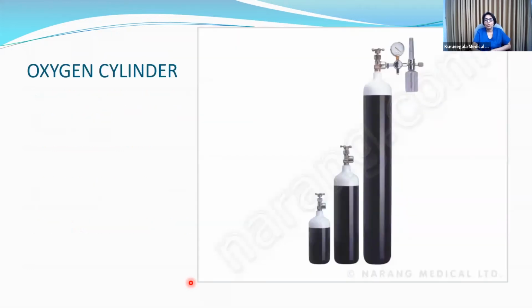This is the oxygen cylinder. At a glance you can say that this is the oxygen cylinder because it's color coded. You can see a white color and a black body. They come in different sizes ranging from A to E. This is a jumbo cylinder. This is the oxygen regulator, and this is the pressure gauge and flow meter and the humidifier, and the oxygen delivery system is attached to this.